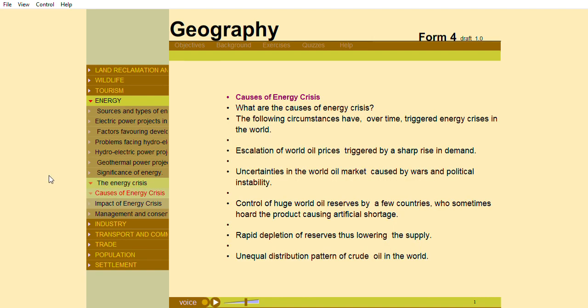Causes of energy crisis. The following circumstances have over time triggered energy crises in the world. Escalation of world oil prices triggered by a sharp rise in demand. Uncertainties in the world oil market caused by wars and political instability. Control of huge world oil reserves by a few countries who sometimes hoard the product, causing artificial shortage. Rapid depletion of reserves, thus lowering the supply. Unequal distribution pattern of crude oil in the world.